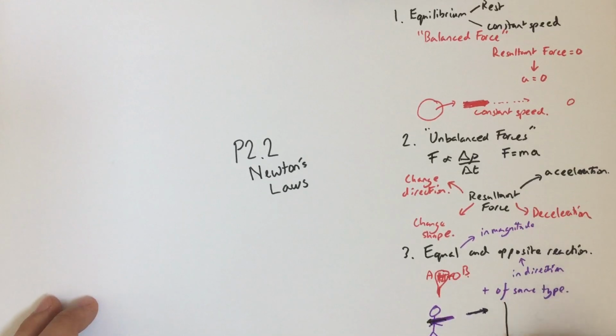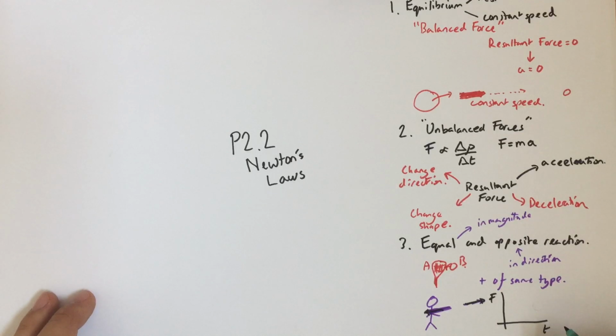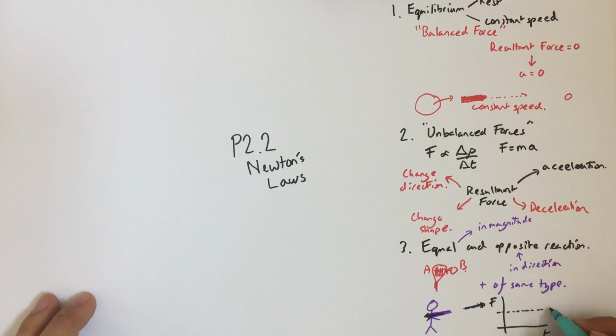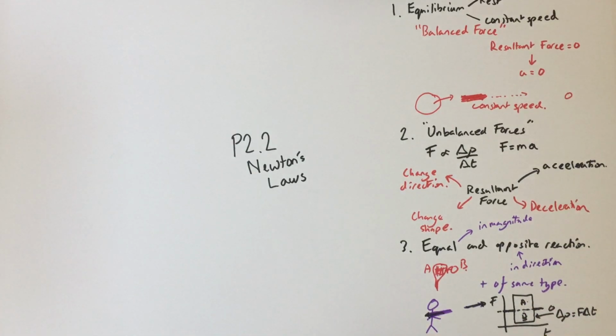We could show this as a force-time graph for two objects. If I set this as my 0 line, and object A is colliding with object B, I would have a graph that would look like that for object A and B. So this would be object A, this would be object B, and you can see the area of this graph, which is the change in momentum, because it's force times the change in time, is equal. So equal but opposite, so it's a minus, and of the same type as well. So it's from that you then get the conservation of momentum.